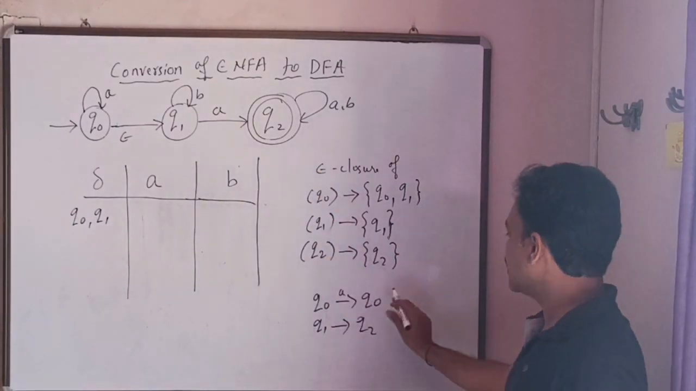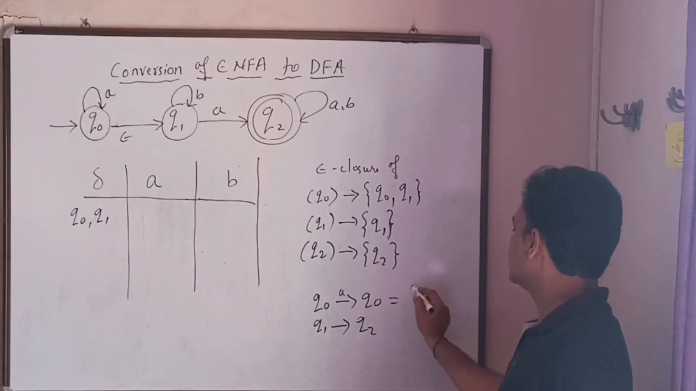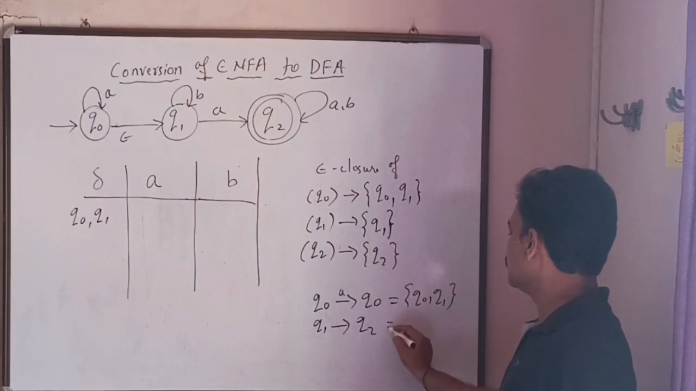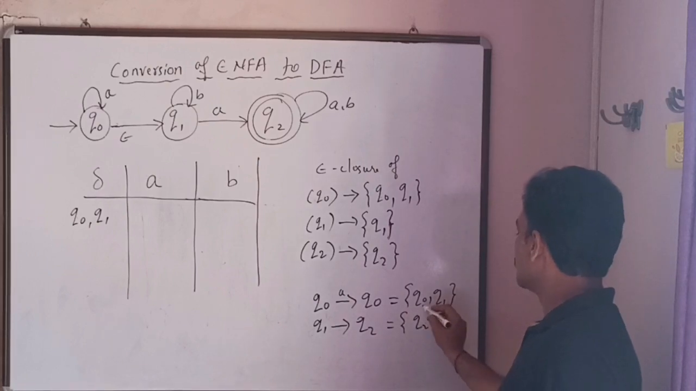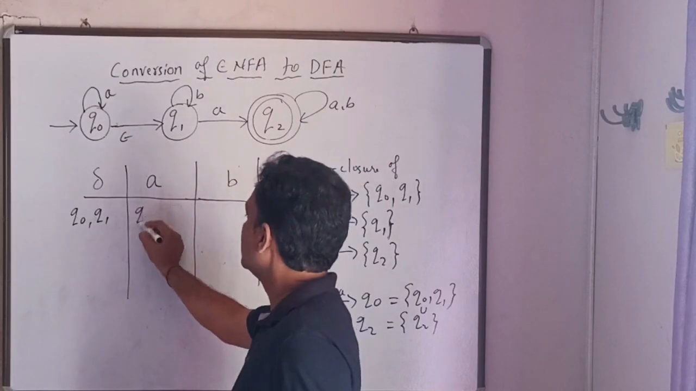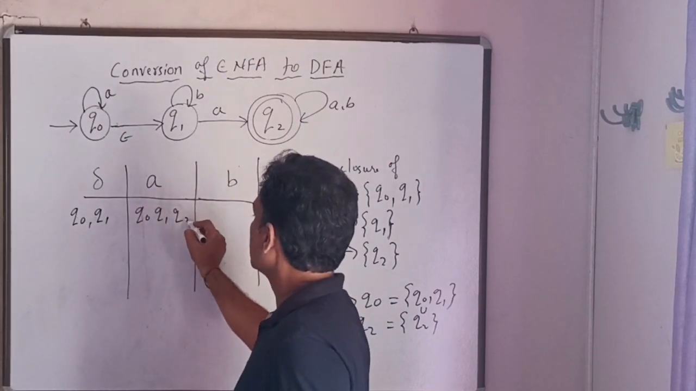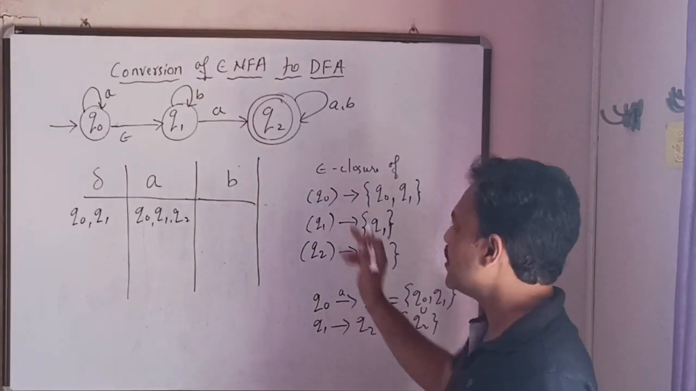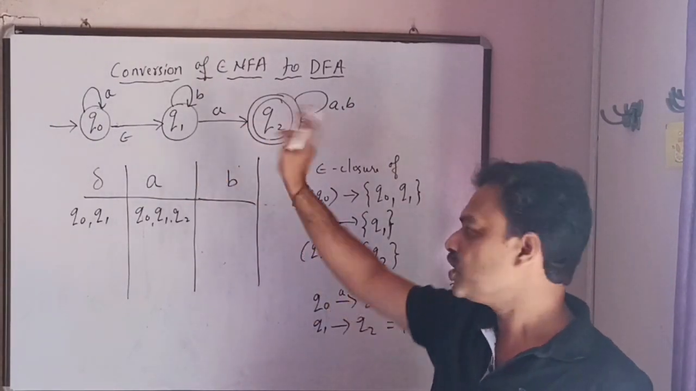Now what is the epsilon closure of Q0? It is Q0 Q1. What is the epsilon closure of Q2? Q2. So union these two and write it over here. That is Q0 Q1 Q2. I hope you understood. Now similarly find out for Q0 on B and Q1 on B.